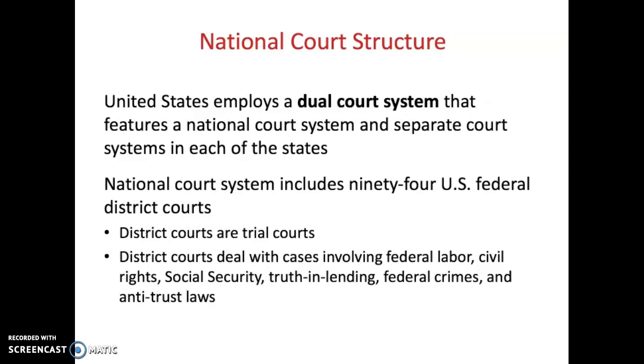Hey everyone, we're going to look at the American court system. The United States has a dual court system, which means we have a national court system and a separate system in each of our 50 states.